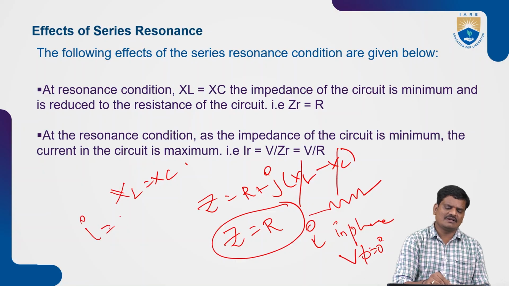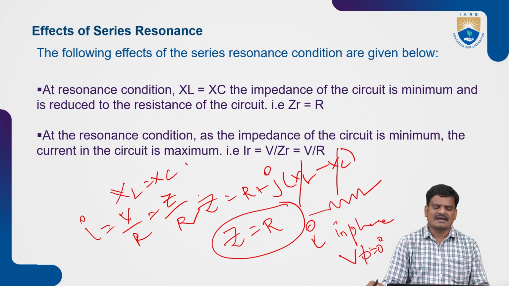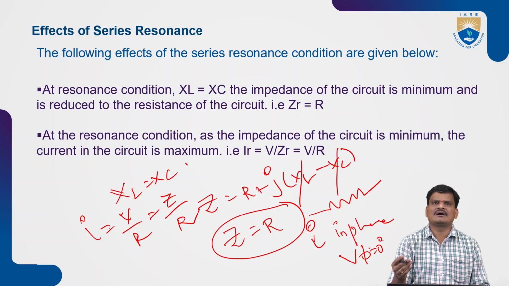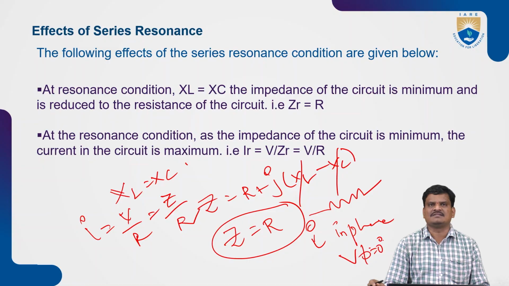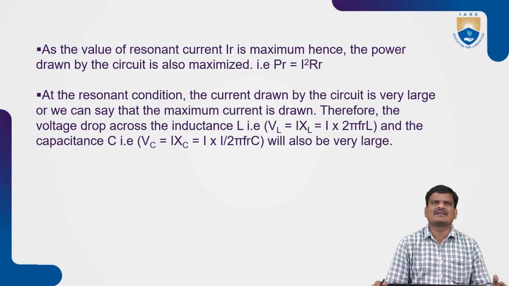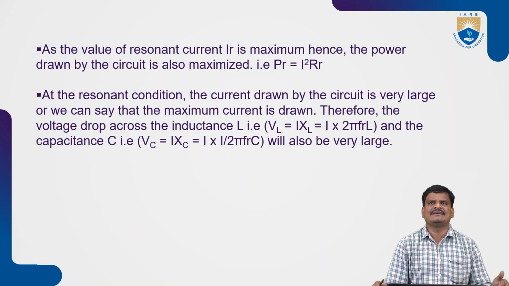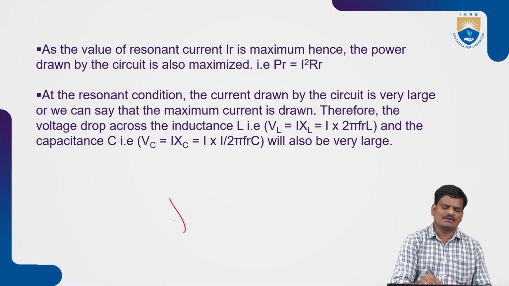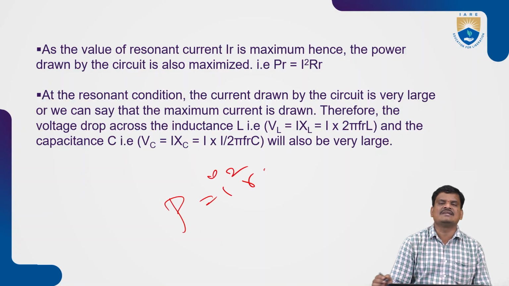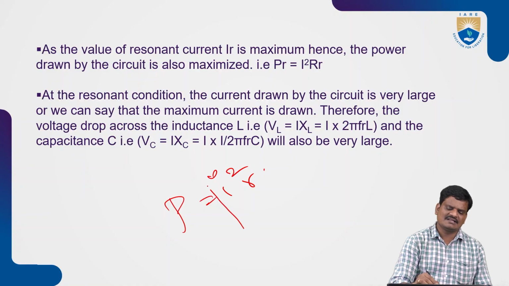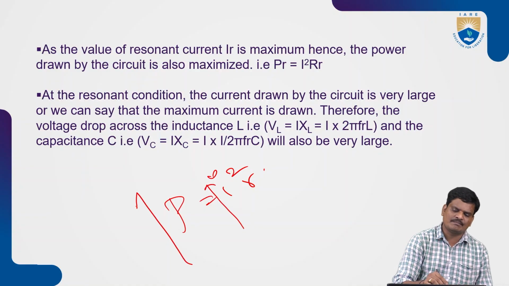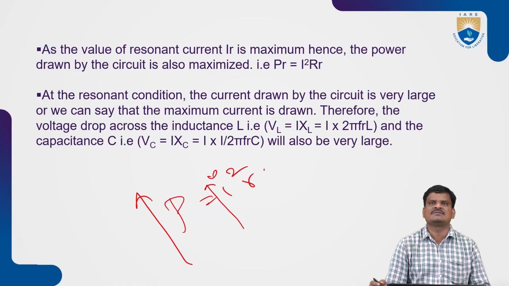And if you want to calculate the value of current, it is given as V by R, or else it can be considered as V by Z. As the impedance offered by the circuit is minimum, the current in the circuit is maximum. Coming to the next effect, power. As the resonant current IR is maximum, what about the value of power? The general formula to calculate power is I squared R. During resonance condition the current is high, so I can say that the power drawn from the circuit is also high under resonance condition. Coming to the next effect, the current drawn by the circuit is very large. We can say that maximum current is drawn.